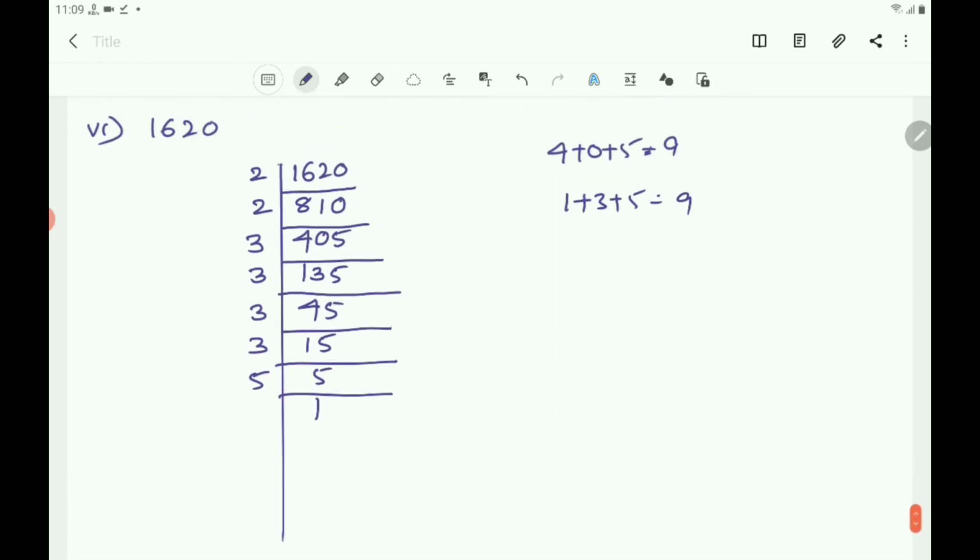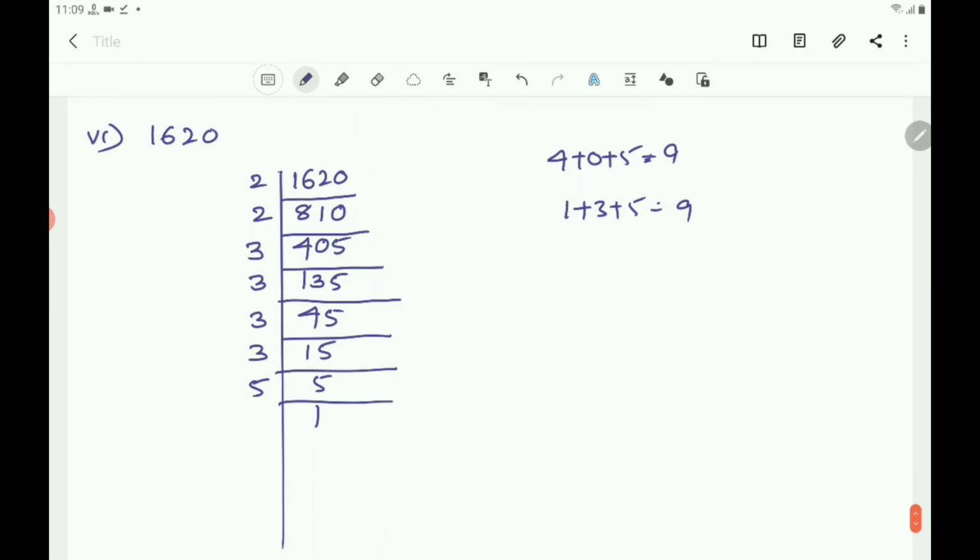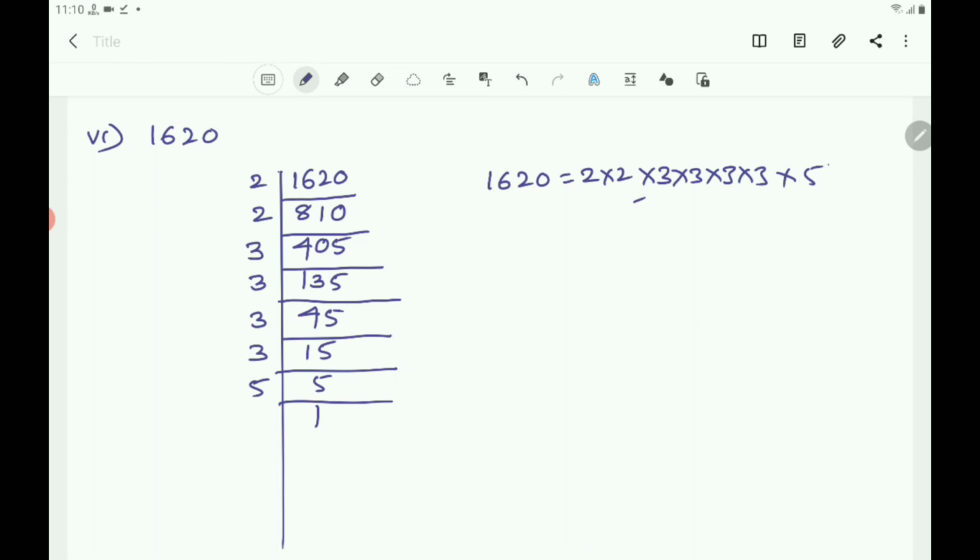So you take 1620. 1620 equals 2 times, 2s are there, 2 into 2, 4 times 3s are there, 3 into 3 into 3 into 3, and 1 time 5 is there. And you can observe that here 5 is single, 2s are in pair, 3s are in 2 pairs, and 5 is single. So you must divide 1620 by the smallest whole number 5.